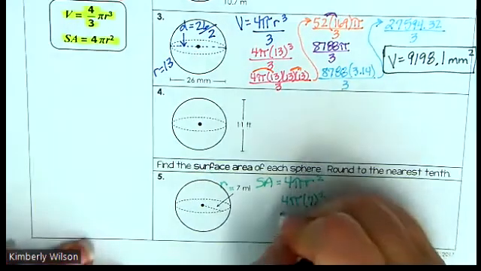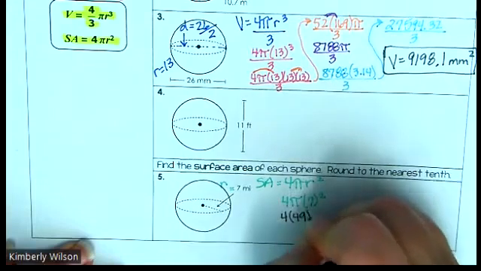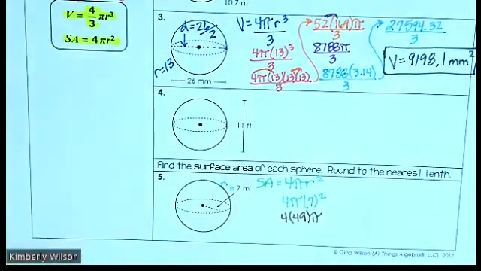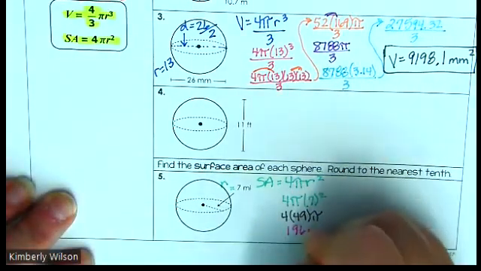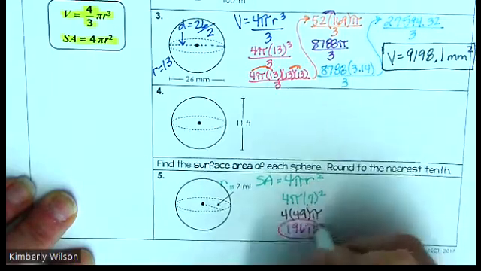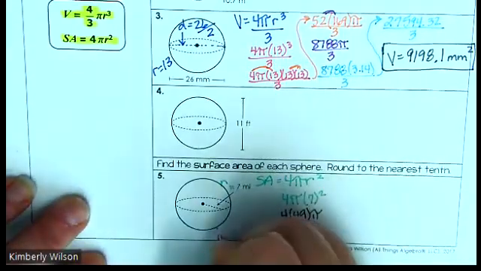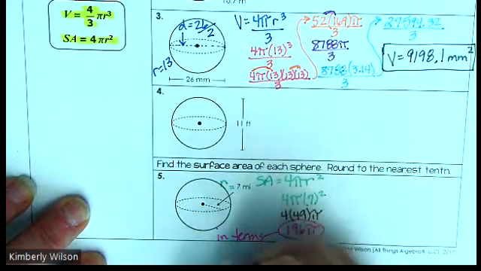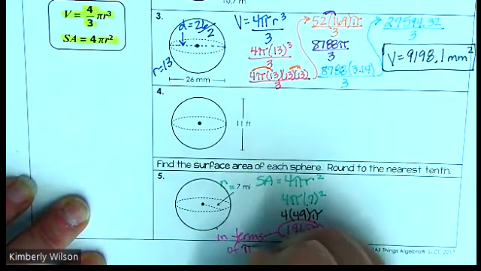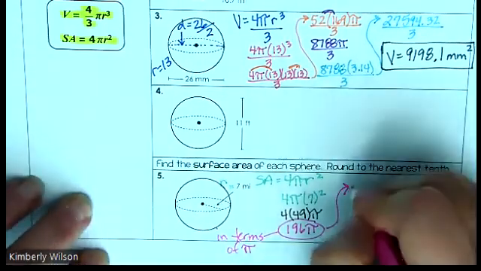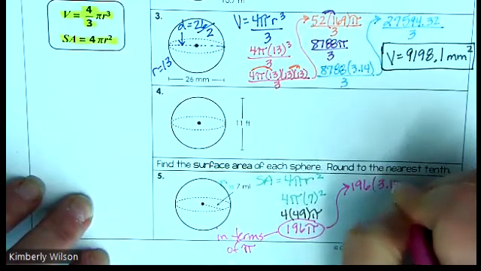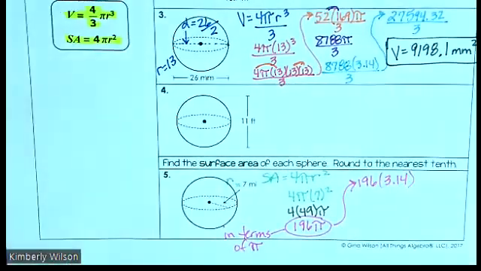So we have 4 times 49 times pi, which is 196 pi. Now this would be the answer if we wanted it in terms of pi, but we don't. So we go up here and now we're doing 196 times 3.14, and we've got to round to the tenth place.